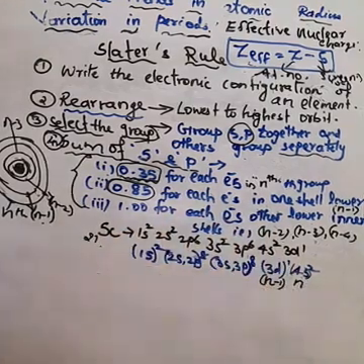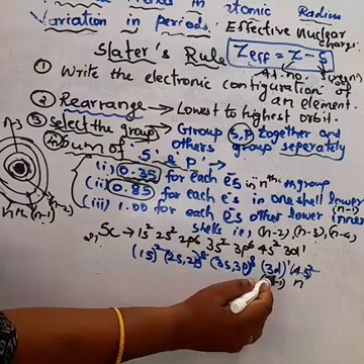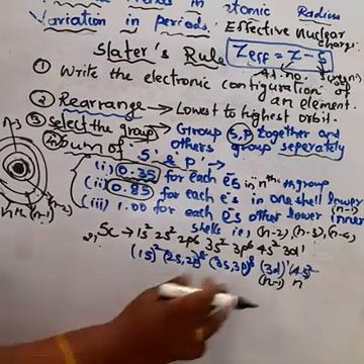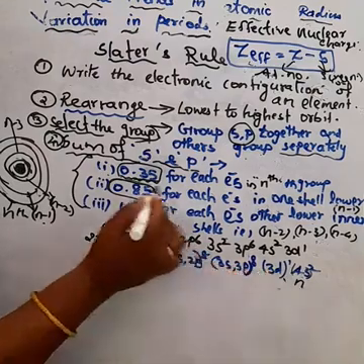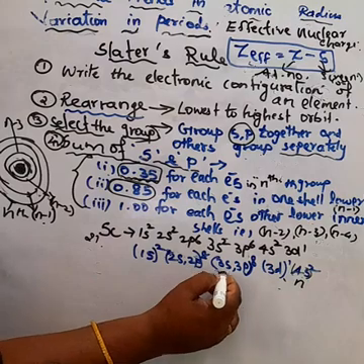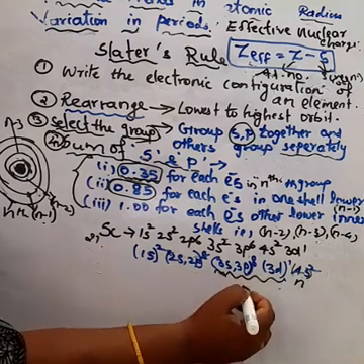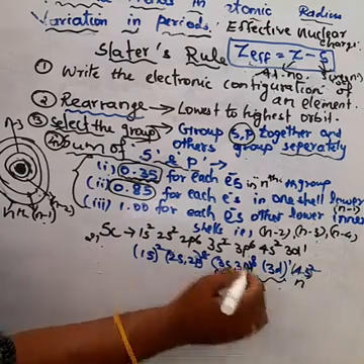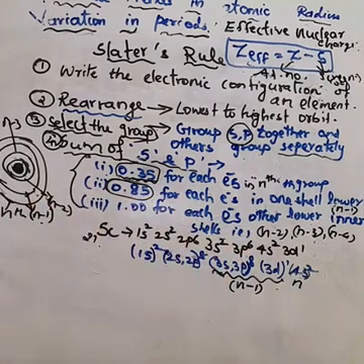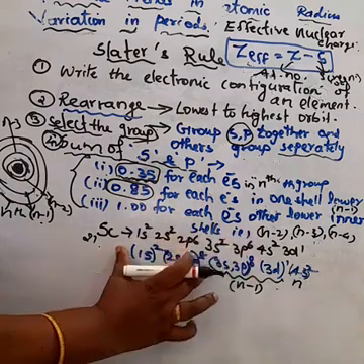One shell lower than this is the n minus 1 orbit. For the n minus 1 orbit, what is the value given? 0.85. Understood? And finally, point number 3: what is the value? 1.00 for each electron in the other orbitals.